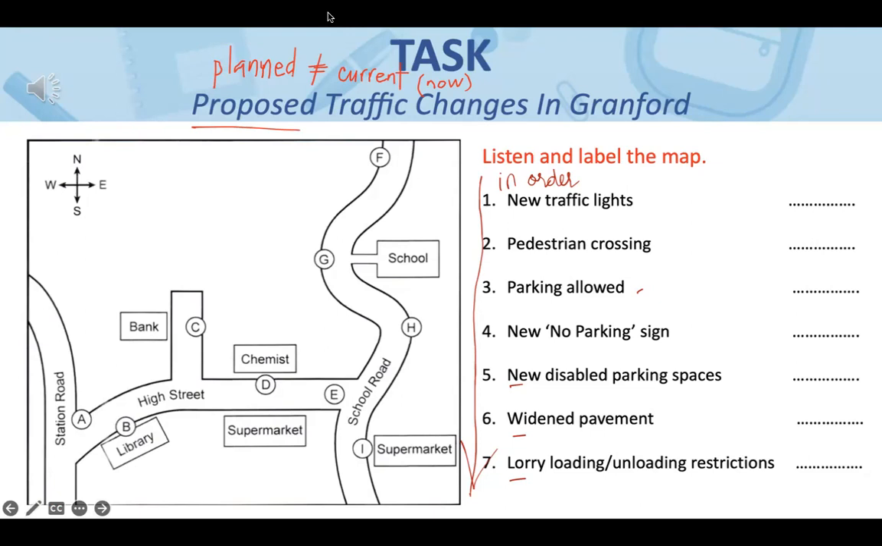Finally, we've introduced new restrictions on loading and unloading for the supermarket, so lorries will only be allowed to stop there before 8 a.m. That's the supermarket on School Road. We kept to the existing arrangements with the High Street supermarket. OK, so that's about it. That is the end of section 2. You now have half a minute to check your answers.